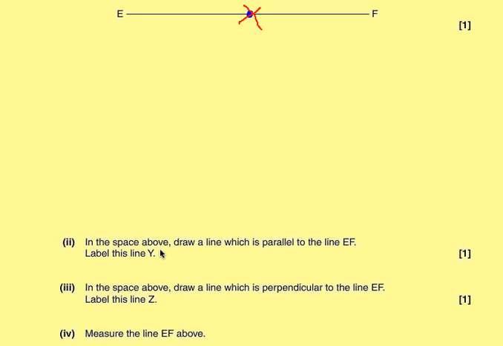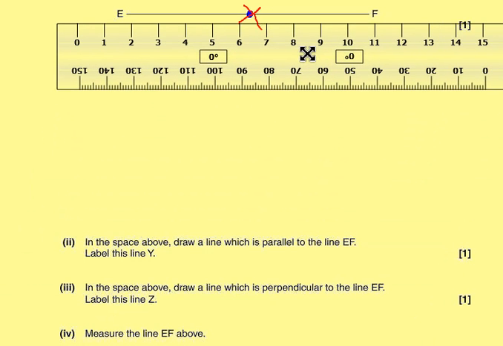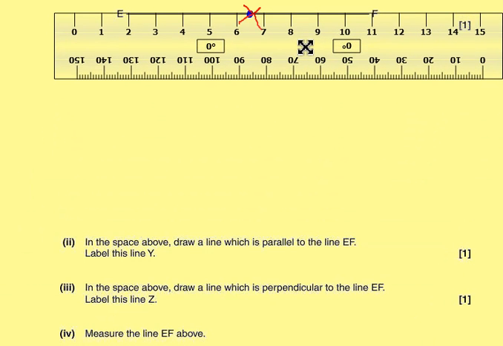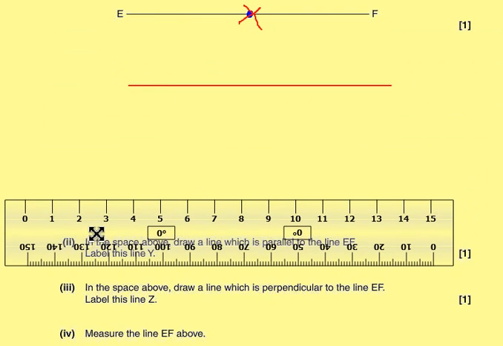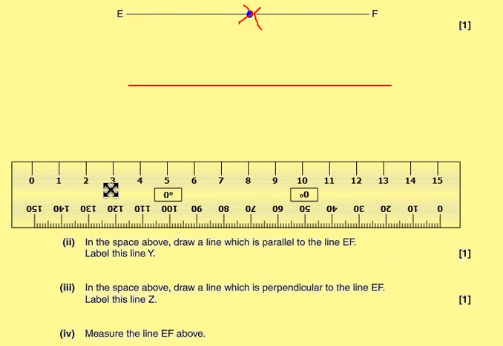Part 2 says, in the space above, draw a line which is parallel to the line EF. So the easiest way to draw a line that is parallel, think of parallel lines like train tracks, is if I place my ruler along the line EF and then I draw a line on the other side of the ruler, and you see that those two lines are now parallel if I draw my ruler away. It asks me to label this line Y. So that is my line Y.